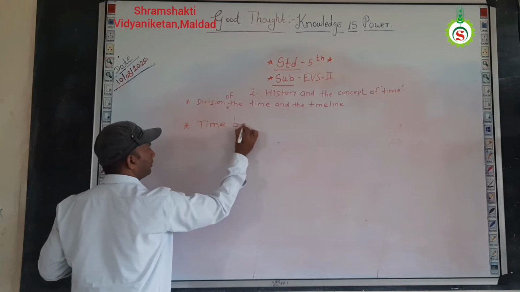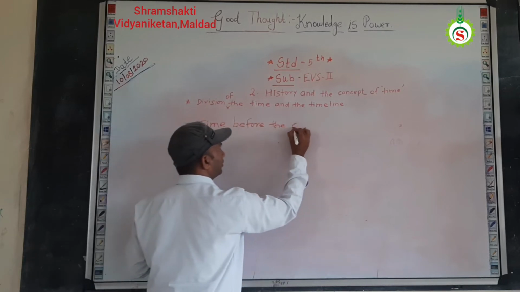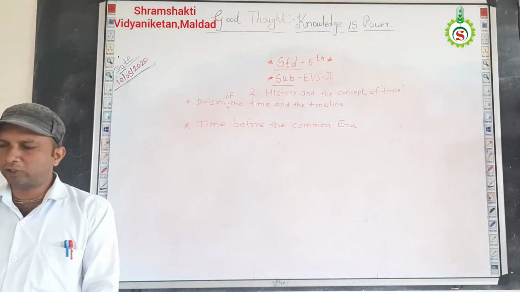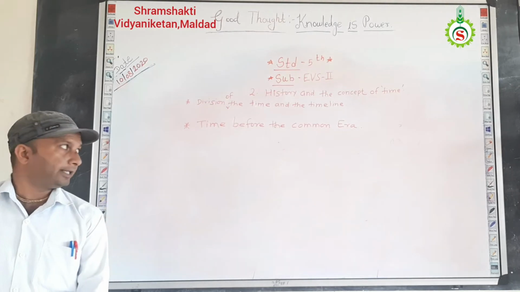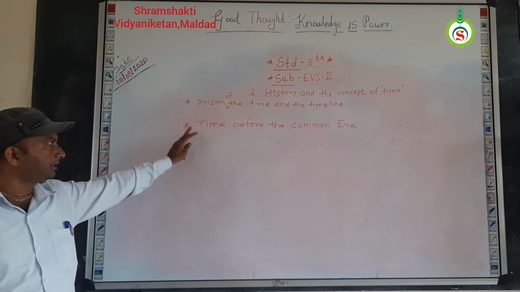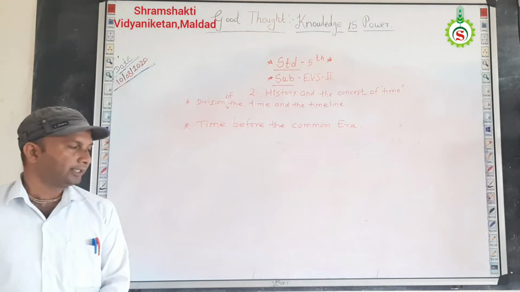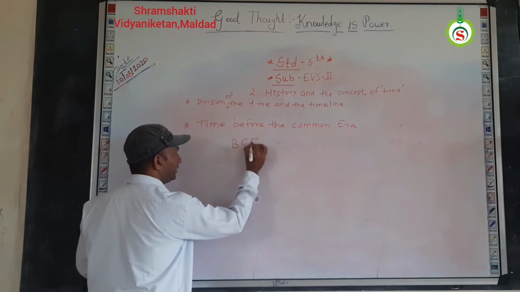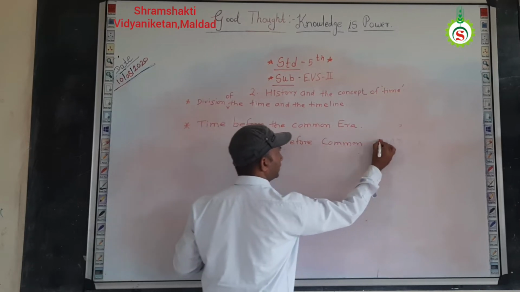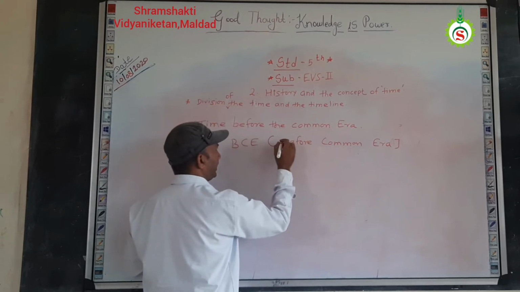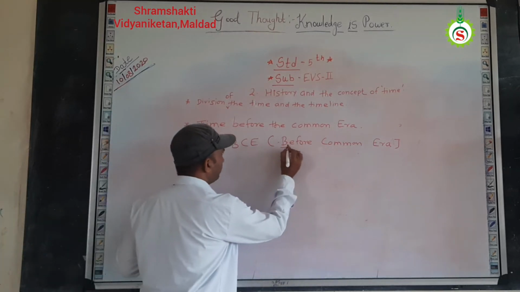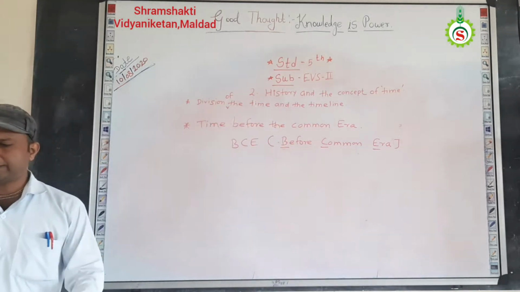Second point, time before the Common Era. The period before the Common Era is known as the time before the Common Era. Before the death of Jesus Christ, the time which has already been spent in the past is called time before the Common Era, or in short, BCE. The period which takes place before the death of Jesus Christ is called before Common Era. So the short form is BCE.